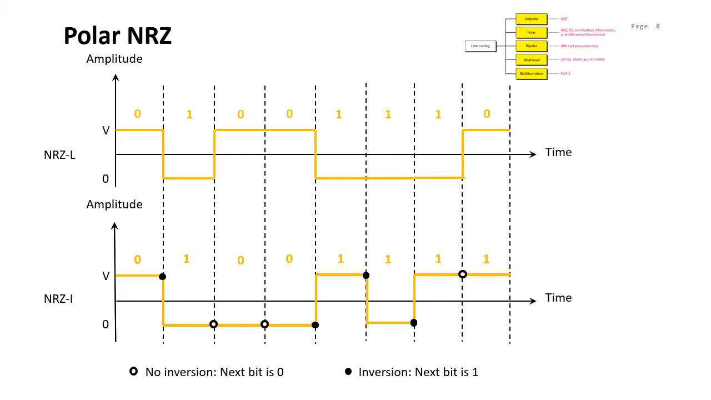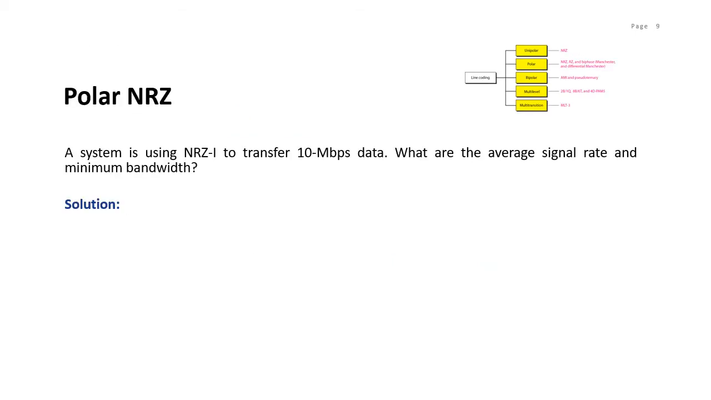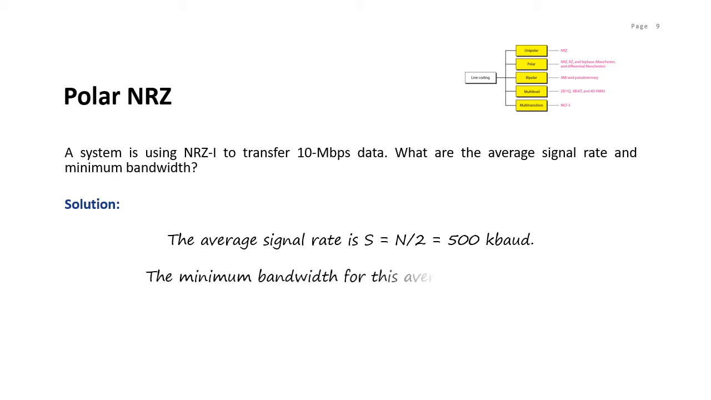Okay, let's do an example on polar NRZ. A particular system is using NRZ invert to transfer 10 megabit per second data. What are the average signal rate and minimum bandwidth? So remember, average signal rate, or S, equals N over 2 for NRZ-I. If you substitute N with 10 megabit per second divided by 2, you get 500 kilobaud. And for the minimum bandwidth, B min equals S. So in this case, the minimum bandwidth is 500 kilohertz.